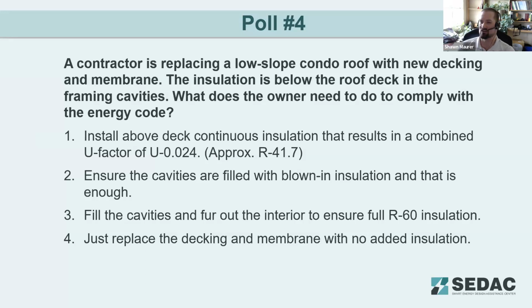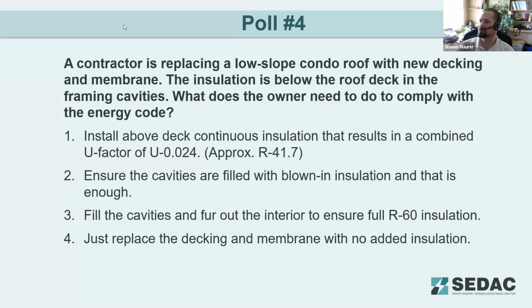Does he have to install above deck insulation that gets him to that continuous U factor of 0.024, about an R41.7 for that assembly? Does he have to ensure those cavities are filled with blown-in insulation or other insulation that fills that cavity? Does he have to fill the cavities and then fur out on the interior to ensure he's got that full R60 to meet the new construction requirement? Or does he just replace the decking and membrane and not do anything with the insulation?